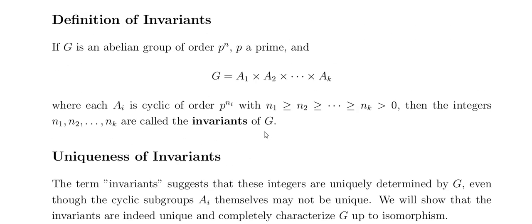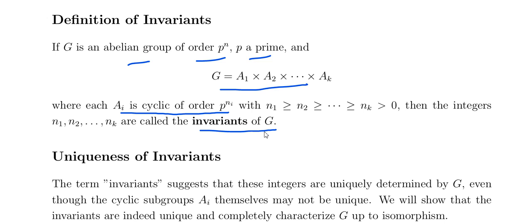And definition of invariance. That is, G is an abelian group of order p power n, p is a prime number, and G equals the direct product of A1, A2, ..., Ak. Each Ai is cyclic of order p power ni, with n1 greater than or equal to n2 and so on, greater than or equal to nk greater than 0. Then the integers n1, n2, ..., nk are called the invariants of G.